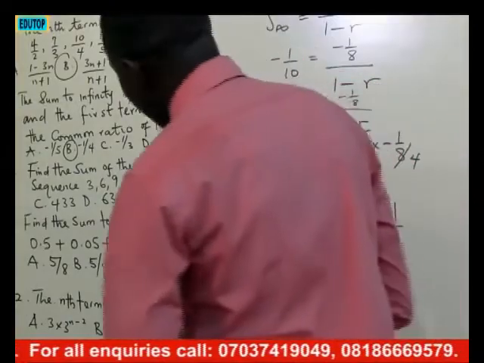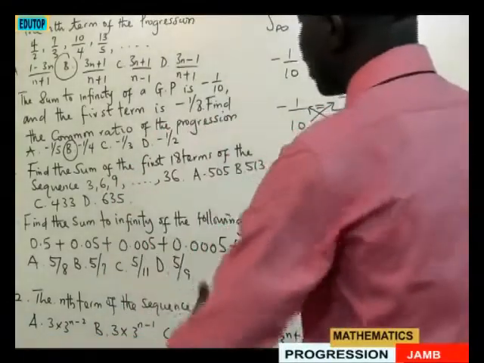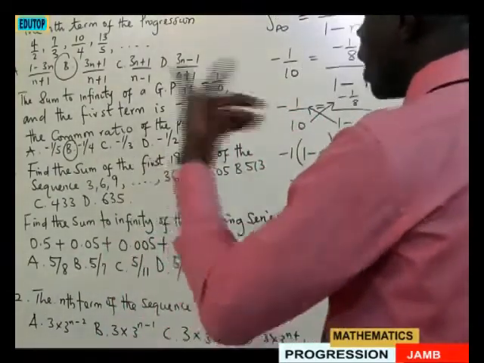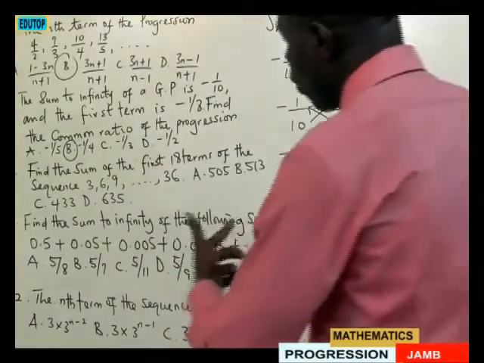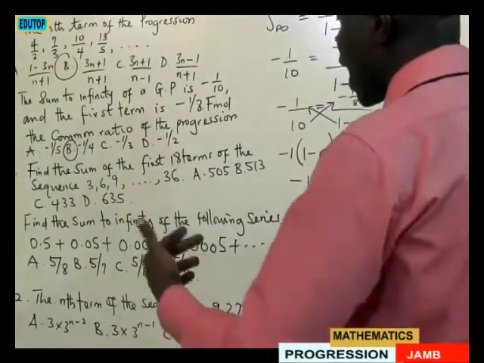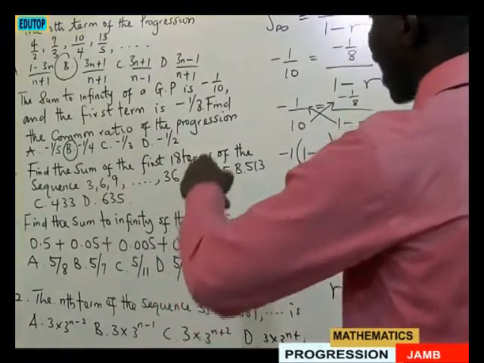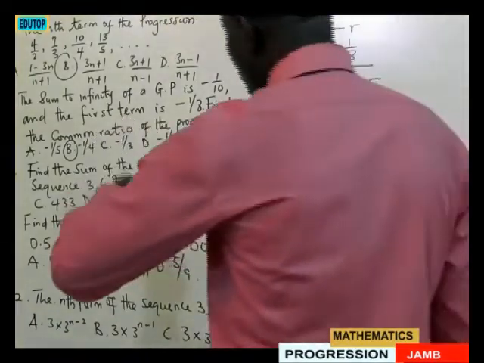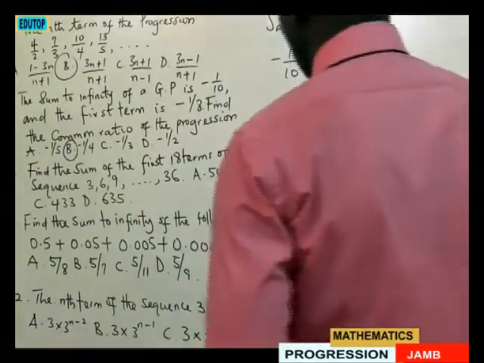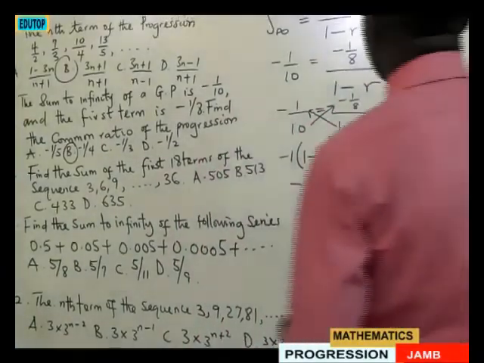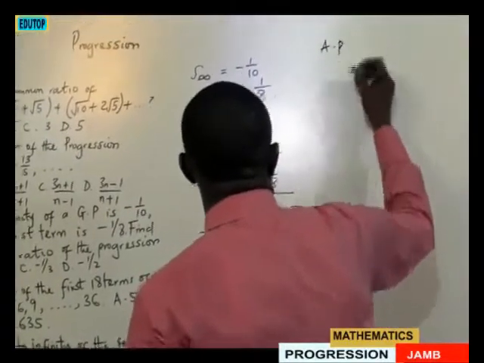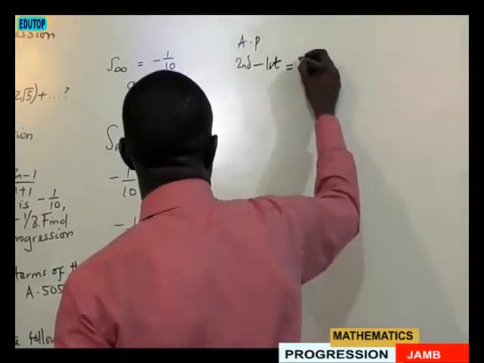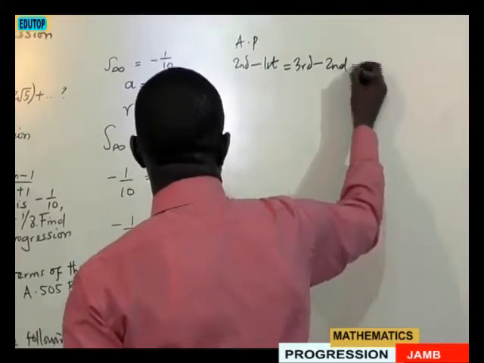The first question you ask yourself is, is this sequence in GP or AP? Because the formula for the sum of AP is quite different from that of GP. So that means we cannot just assume. We need to test or confirm whether this sequence is in AP or GP. So how do I know whether it is in AP or GP? If the sequence is in AP, the second term minus first term must be equal to the third term minus second term. That is the condition for AP.